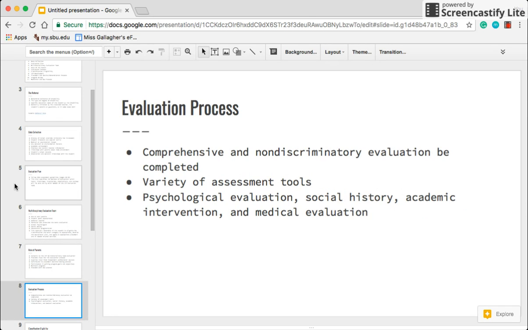The next part is the evaluation process. So IDEA mandates that a comprehensive and non-discriminatory evaluation be completed. So there has to be a variety of assessment tools. It can't just be a single assessment. There has to be a variety of them. And this is when you're going to do a psychological evaluation, look at the student's social history, if there was any academic intervention done, and a medical evaluation as well.